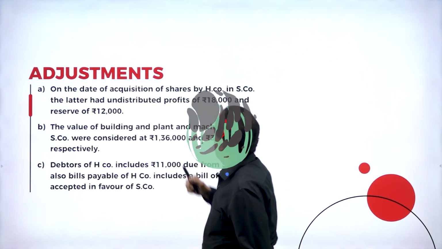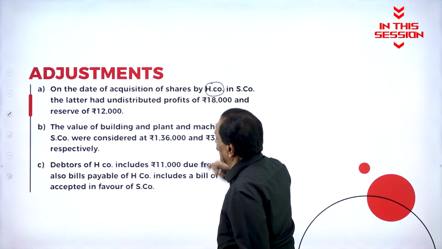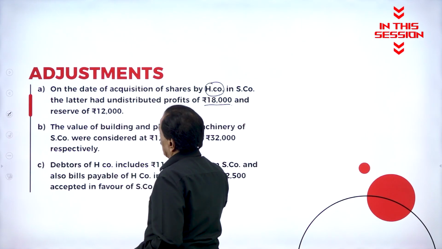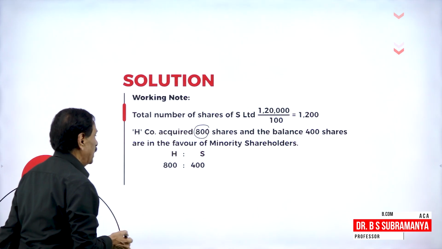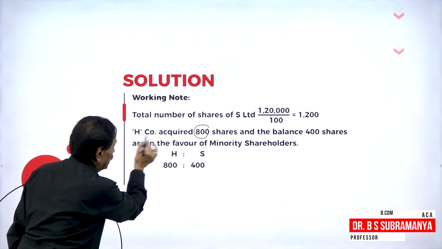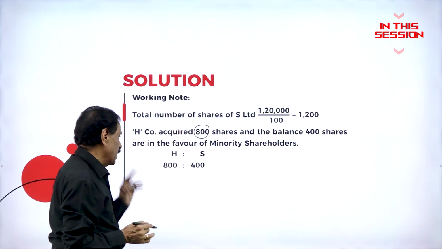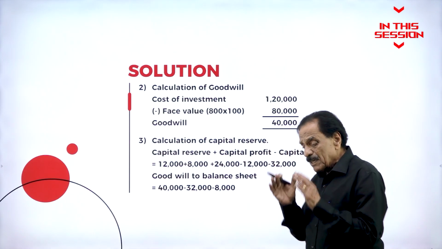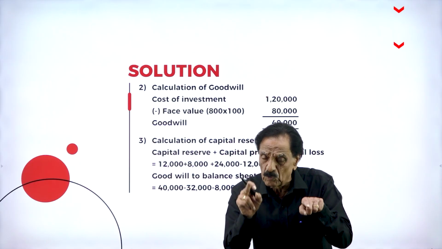On the date of acquisition of shares by H company in S company, the latter has undistributed profit of 18,000. 1,20,000 divided by 100 is 1,200 shares. Out of that, H company acquires 800 shares. The balance 400 goes to minority. How much was paid more? 40,000 is considered as goodwill. In the balance sheet, either the capital reserve or the goodwill, any one of the two should appear.